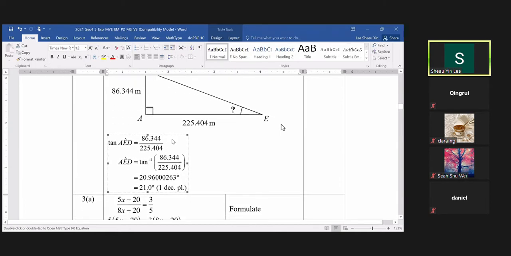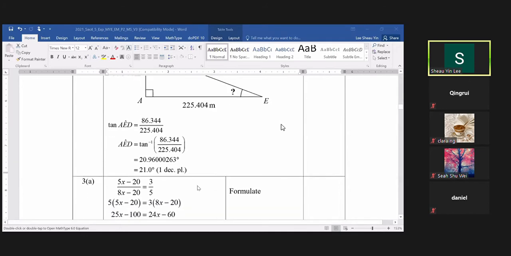Then tangent again. This is a triangle. I have opposite, I have adjacent, so it's basically your tangent. Tangent second function, 21.0 degrees. Some of you leave it as 21, and 21 is incorrect. It must be 21.0, one decimal place. Leave it as one decimal place.